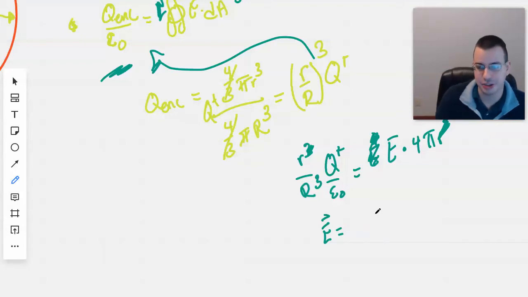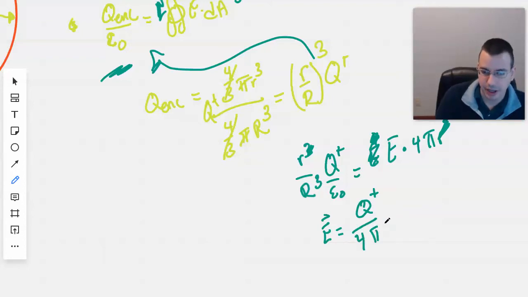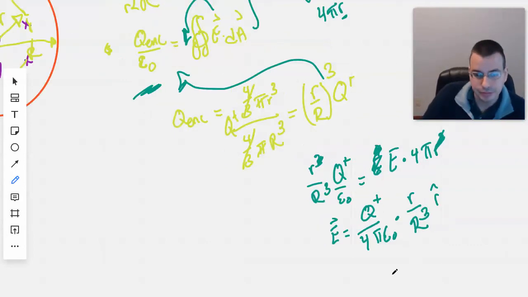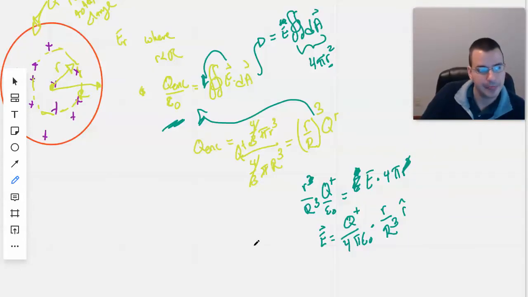And this time I'm actually going to put a vector symbol on it. So we'll have Q plus over 4 pi epsilon naught, times r over big R cubed. And we'll do a little r hat for the direction vector. Okay, so it looks like we got a completely different formula this time. And it's good to understand what happened.